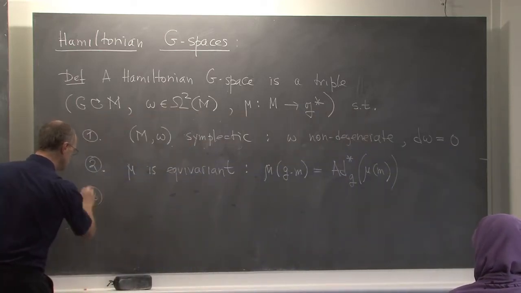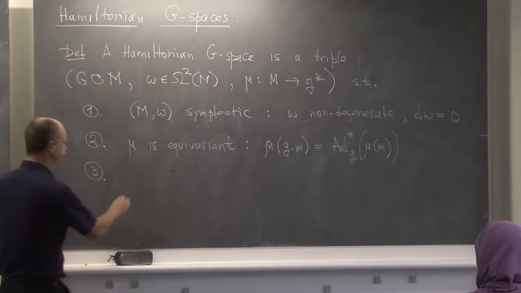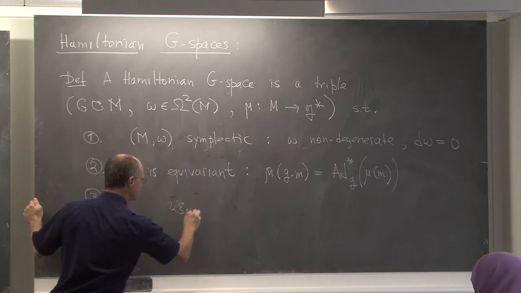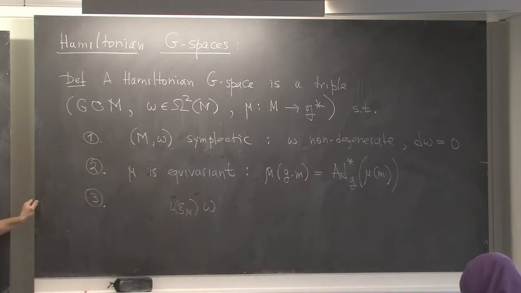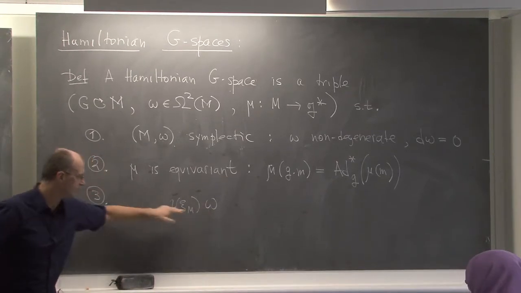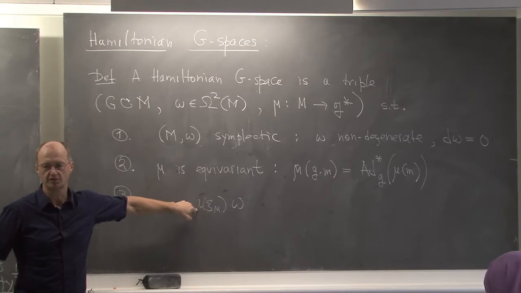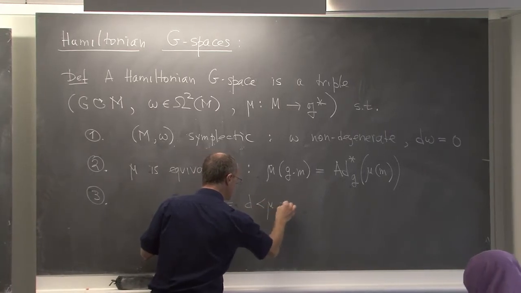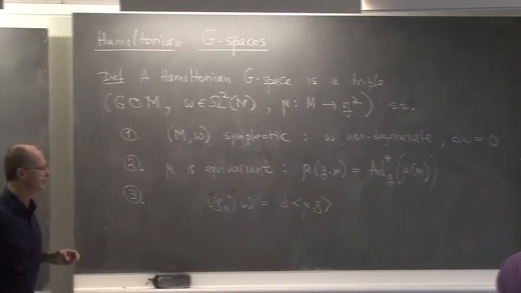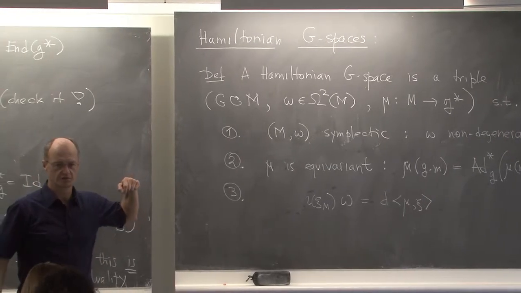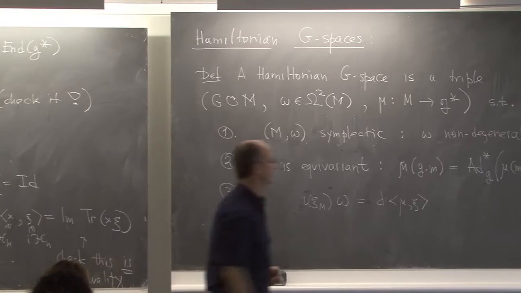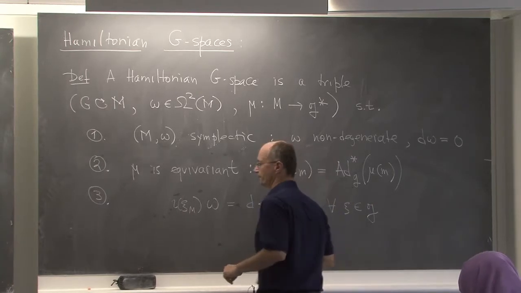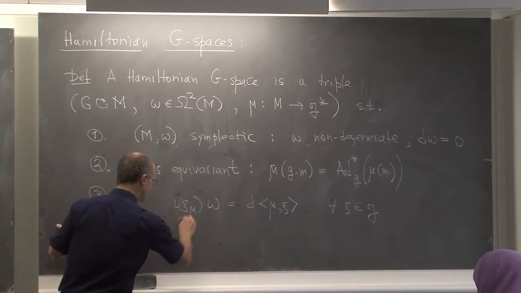And finally, the third condition. We take a contraction of omega with the fundamental vector field. That's a complicated condition. And on the right-hand side, we get a differential of the pairing of the moment map with psi. And this is for all psi in G.